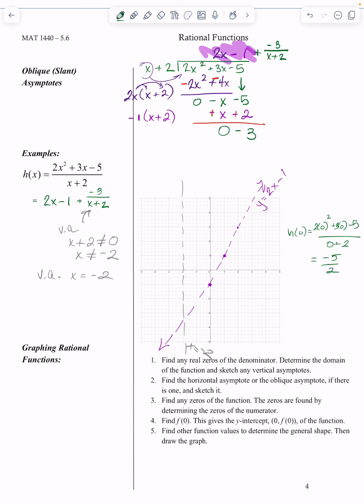So I get -2.5 right here. So I can't cross the asymptotes. I don't have a horizontal. I'm going to make it fit.